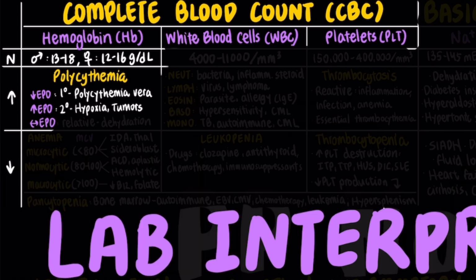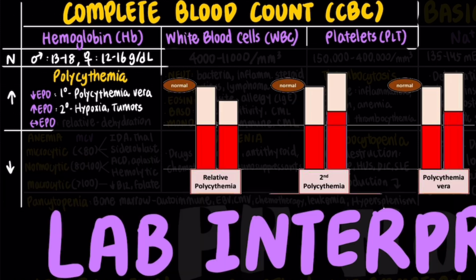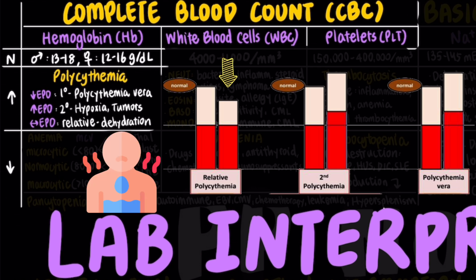If the EPO is normal but hemoglobin is still high, the cause is usually relative polycythemia, meaning there's no true increase in red blood cells, just a decrease in plasma volume, as seen in dehydration or stress-related hemoconcentration.